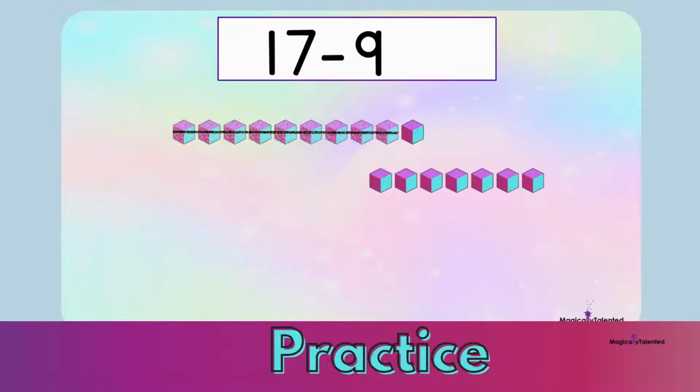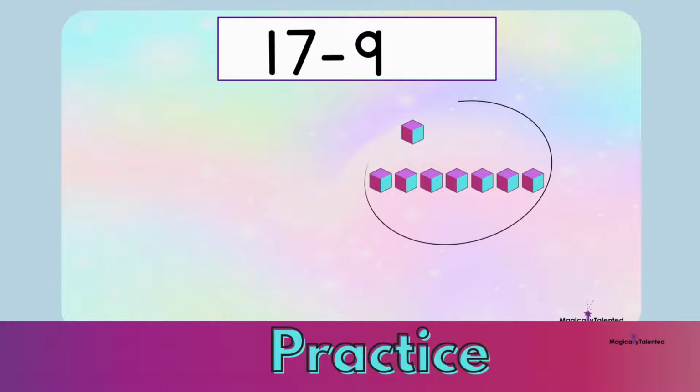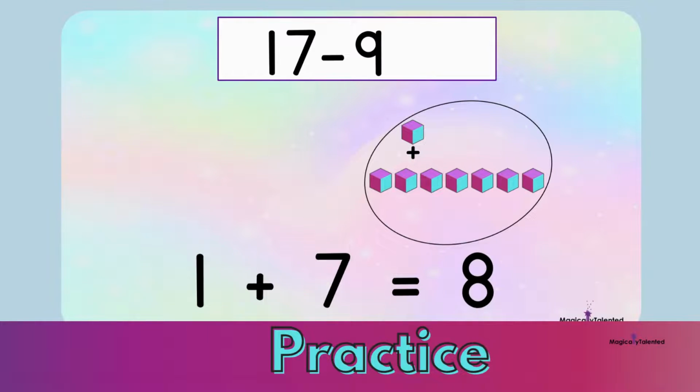Now let's take them all away, and we have 1 left up top, and a group of 7 down below. What do we need to do with these 2 groups? We need to put them together or add them. So that's 1 plus 7, and that equals 8. So 17 minus 9 is also 8. Great counting, friends.